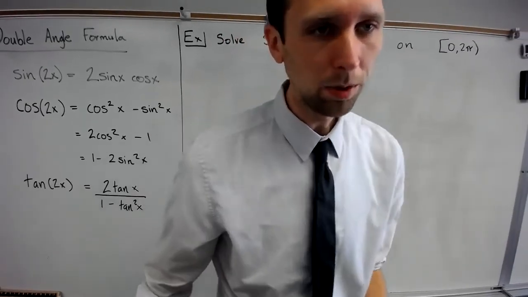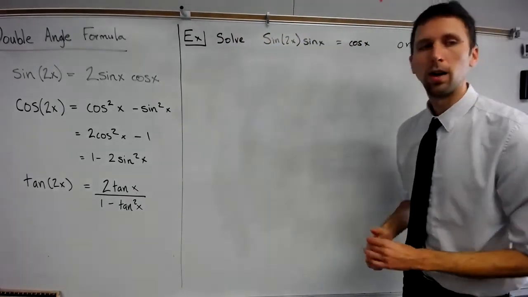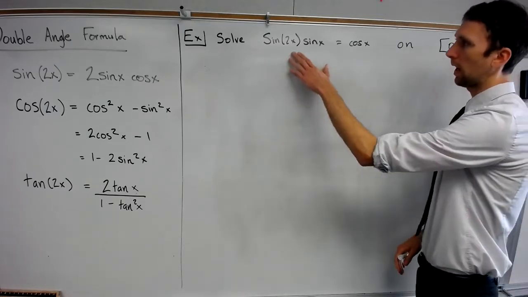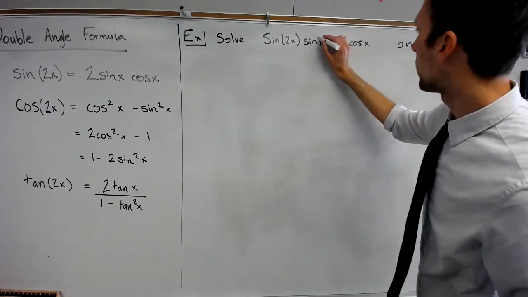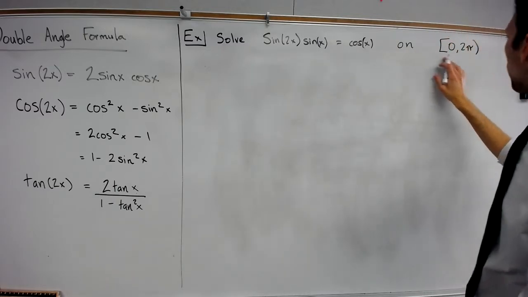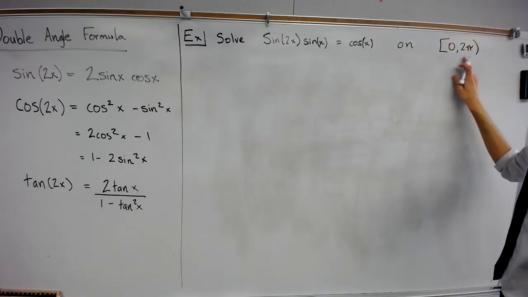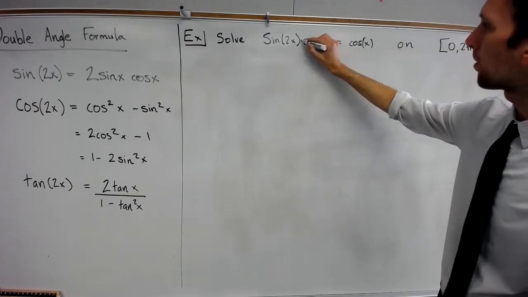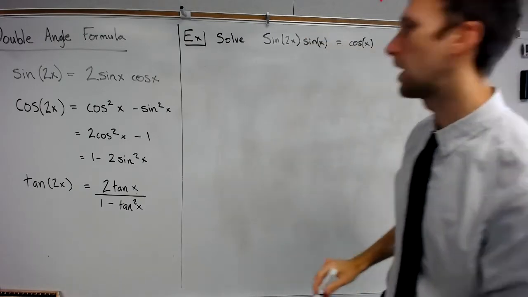All right, let's do one example so you can see how this gets used. We're just going to look at trig equations for our class. So let's look at the double angle formula to help us solve this trig equation. We're only going to find the solutions on the interval 0 to 2 pi. We've got sine of 2x multiplied by sine of x is equal to cosine x.